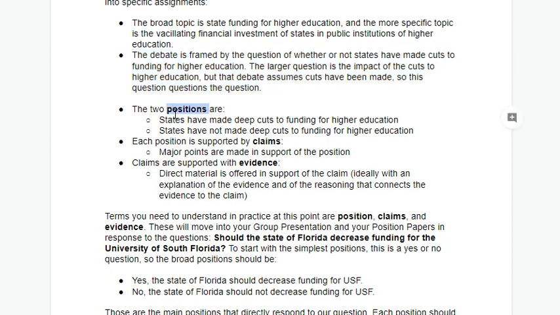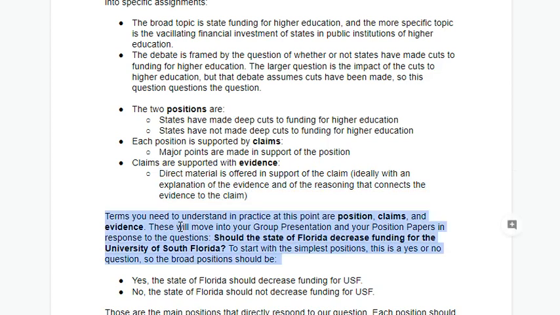The two positions are: states have made deep cuts to funding for higher education, states have not made deep cuts to funding for higher education. Each position is supported by claims. Major points are made in support of the position. Claims are supported with evidence. Direct material is offered in support of the claim, ideally with an explanation of the evidence and of the reasoning that connects the evidence to the claim.